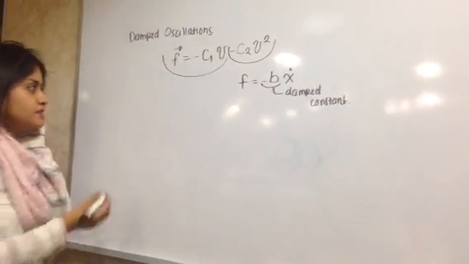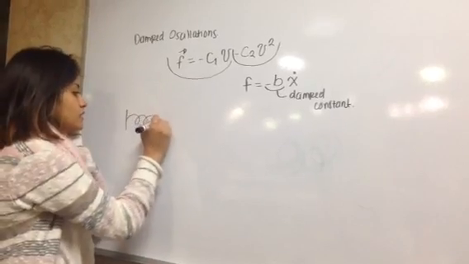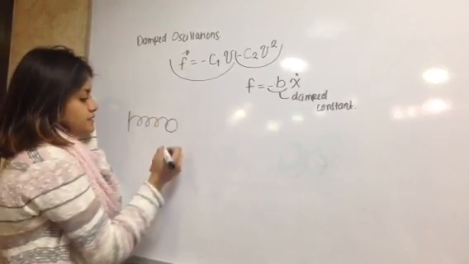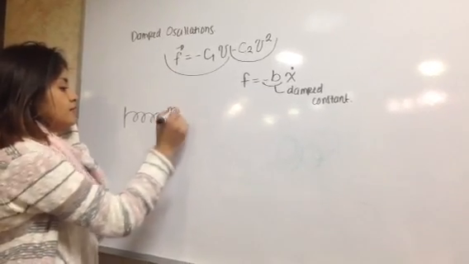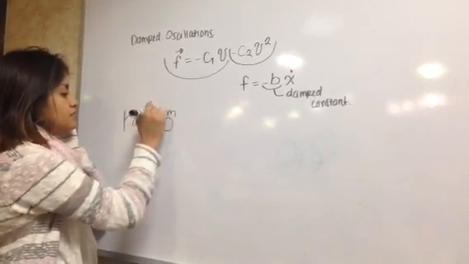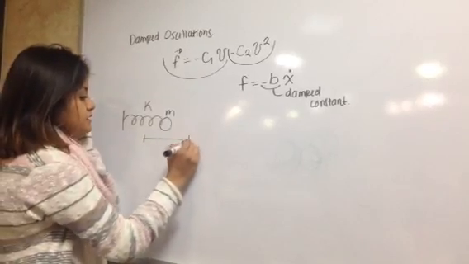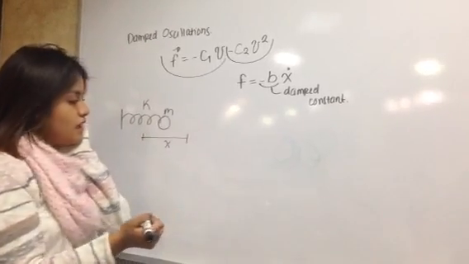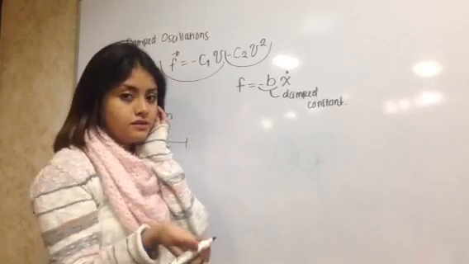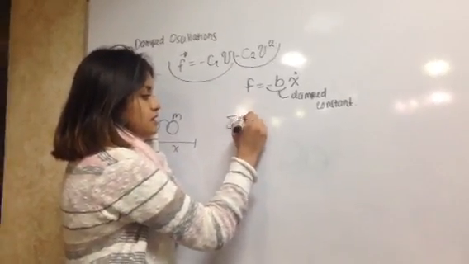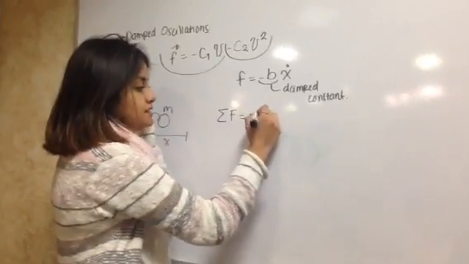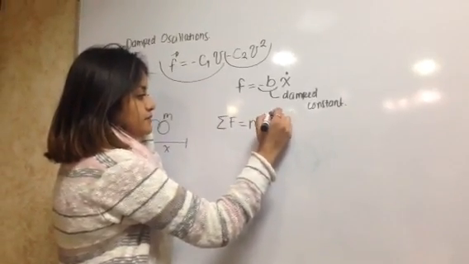So now imagine we have a spring and a mass attached to the spring, and we will have the mass, the constant of the spring, and a distance. And by Newton's second law, we know that the sum of the forces will be equal to the mass times the acceleration.